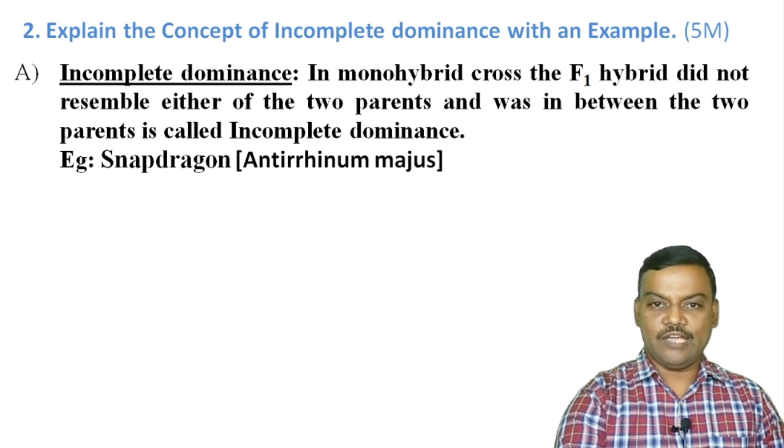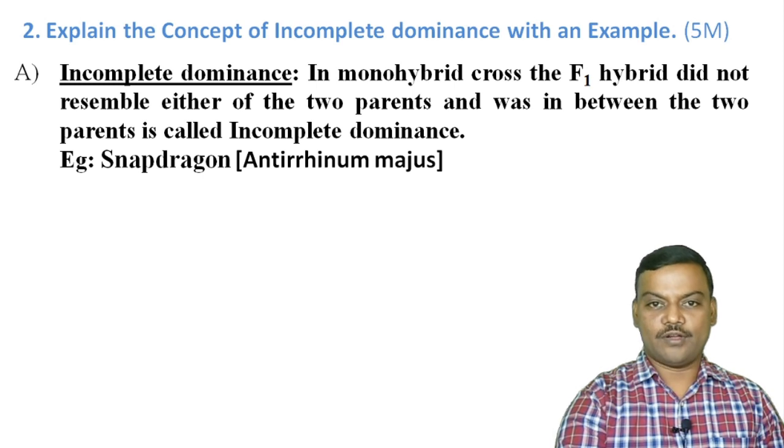That means the F1 hybrid not having any one of the parental characters and was in between the two parents is called incomplete dominance. So the F1 hybrid is not showing any one of the parental combinations, and when it is present in heterozygous condition, it can express a new trait that is not seen in the parents. This is called incomplete dominance.